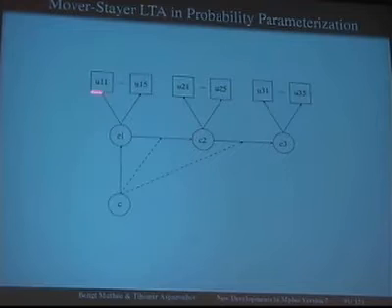Here I have 5 dichotomous indicators at each of 3 time points. And we're interested in the transitions from time point 1 to 2, from 2 to 3. And we're saying that mover-stayers influence those transitions this way with the broken arrows. So we're going to try to specify that in the probability parameterization. So we have the model on the left and the input on the right. Parameterization equals probability.